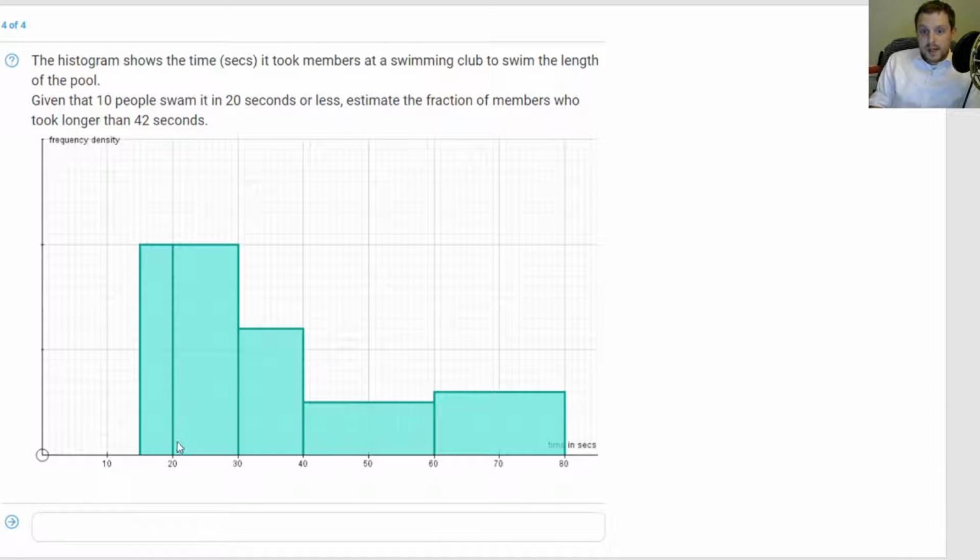10 people swam it in 20 seconds or less. So that's these people here. So this has an area of 10, because it's the 20 seconds or less, 10 people. That is a distance of 5, which means this is a height of 2, which makes that 1. It means each of the little squares is 0.1, which means this has a height of 1.2.